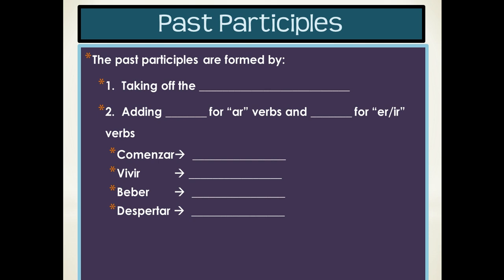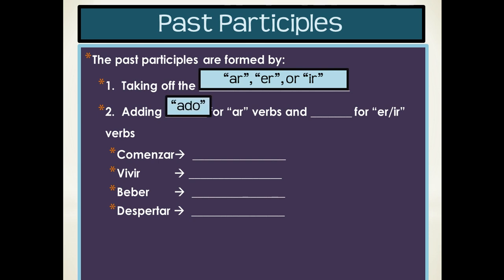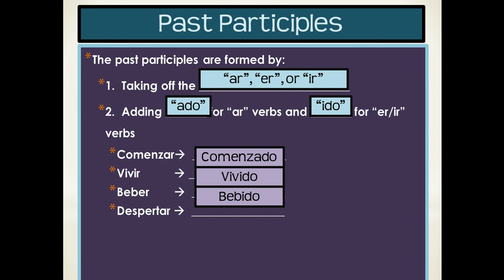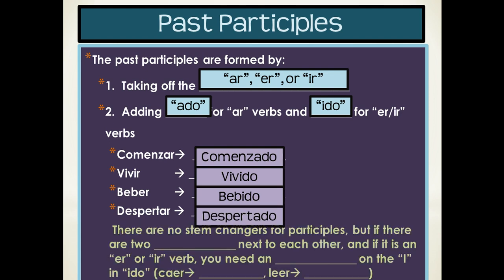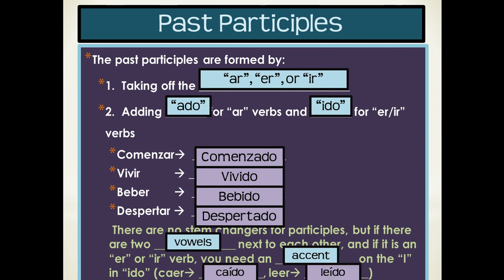To form the past participle, you take off the ar, er, or ir ending, you add ado for ar verbs and ido for er and ir verbs. So comenzar becomes comenzado, vivir, vivido, beber, bebido, and despertar, despertado. You probably remember this from Spanish 2. There are no stem changers for participles, but if there are two vowels next to each other and it is an er or an ir verb, you need to add an accent on the i in ido. So caer will become caído, leer will become leído, and so on.